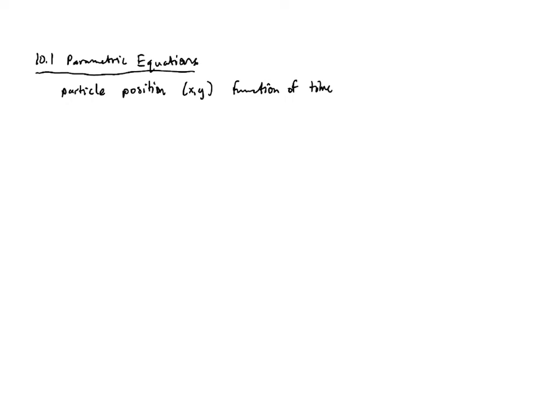And what that means is that the x-coordinate of your point is given by some function f of t, and your y-coordinate is given by some function g of t. And maybe you've got a specific range of t values or you don't. So these are what are called parametric equations.